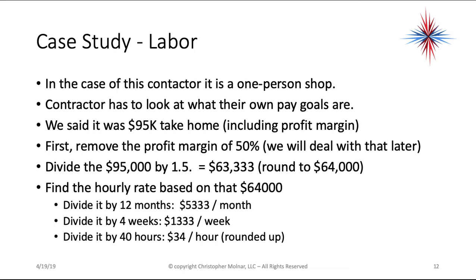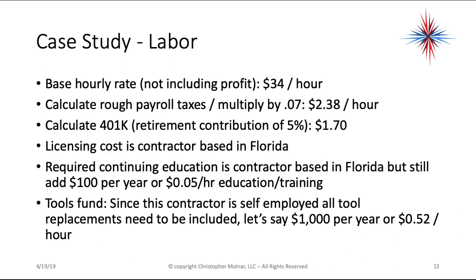Divide it by 12 months, that's $5,333 per month. Divide it by 4 weeks in each month, that's $1,333 per week. Divide it by 40 hours, that's $34 per hour. Okay, that's without profit, what the labor cost is. That's gross labor. Now, we have to calculate the payroll taxes. The company side of the payroll taxes is just over 6.5%. So that's $2.38 per hour.